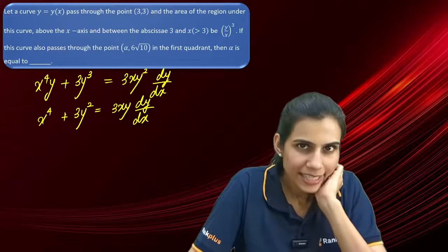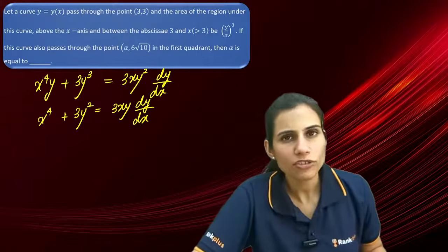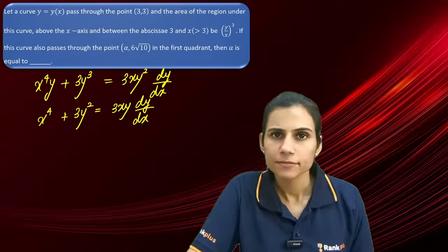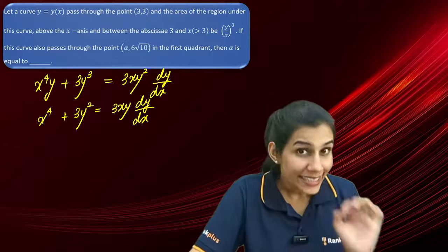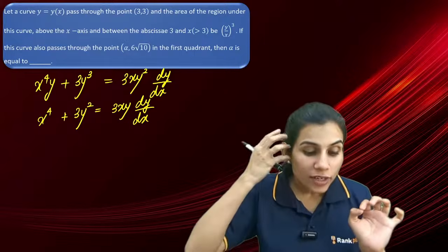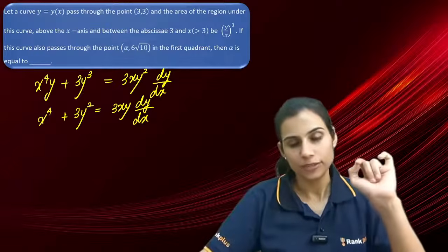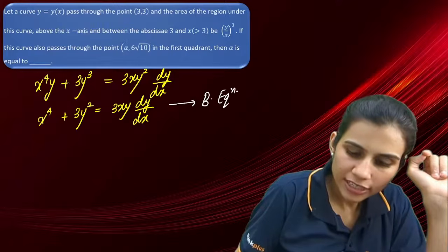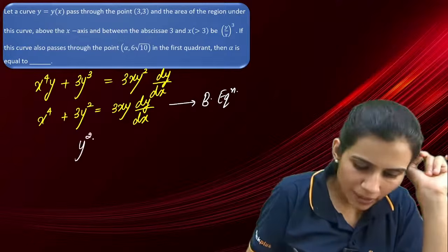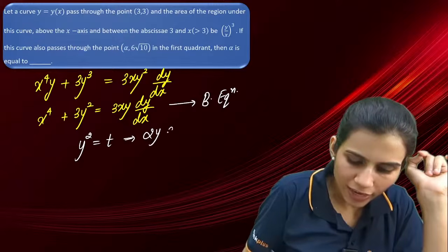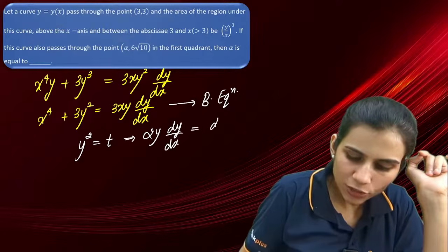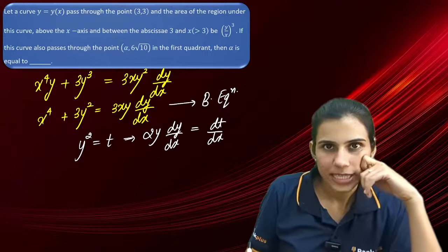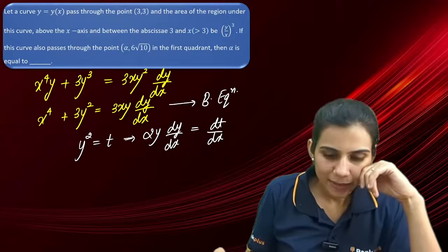Is this fitting into the linear differential equation category or homogeneous category? No. Variable separable? No. What to do? This is convertible to linear differential. This is actually Bernoulli's differential equation. Why? Because if you plug in y square as t, you will get 2y dy by dx is equal to dt by dx. Is this making sense? 2y dy by dx is dt by dx.